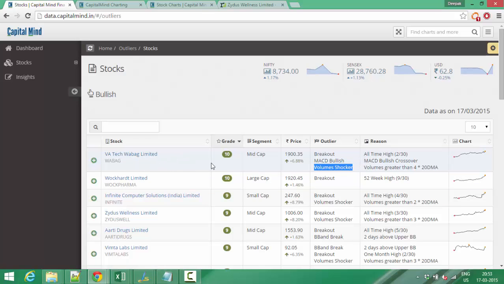For instance, VA Tech Wabag has come in because it's had an all-time high 2 days of the last 30 days continuously, and we've got MACD bullish as a crossover with volumes greater than 4 times the 20-day moving average. You can see this in a small chart on the right-hand side, so you get a quick view.